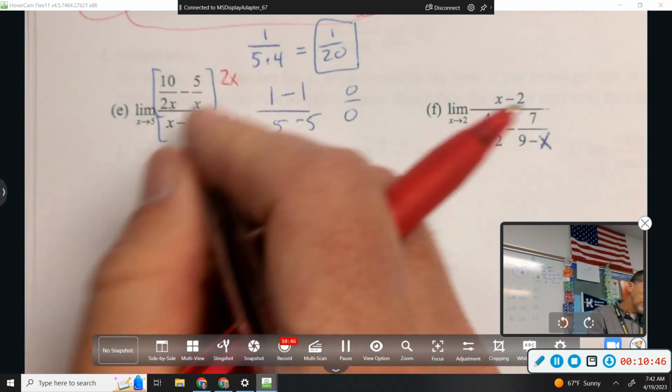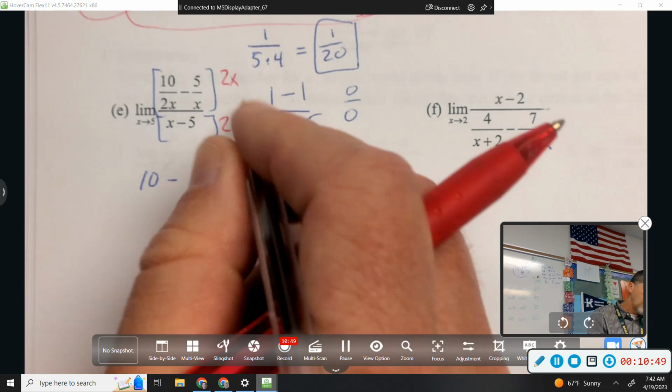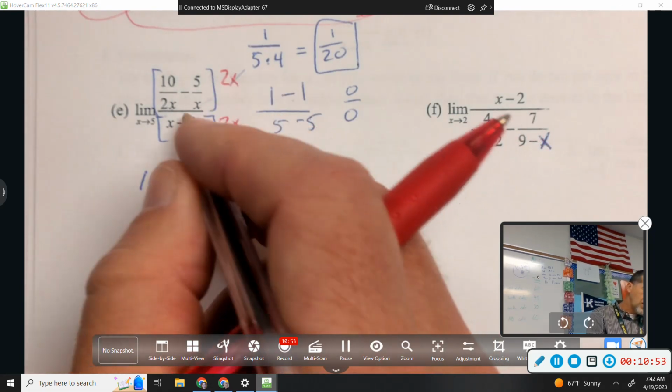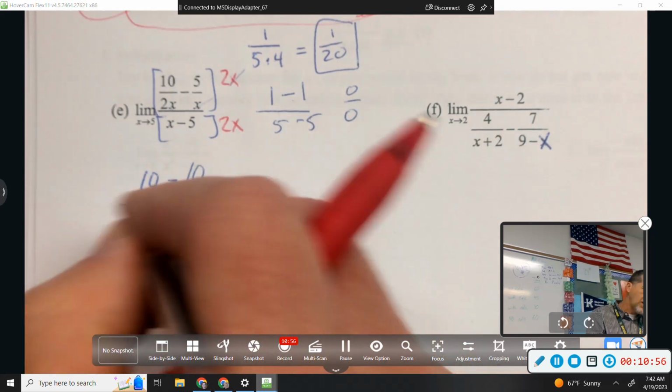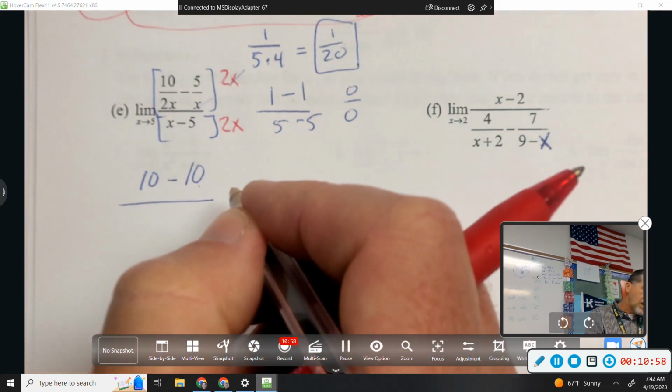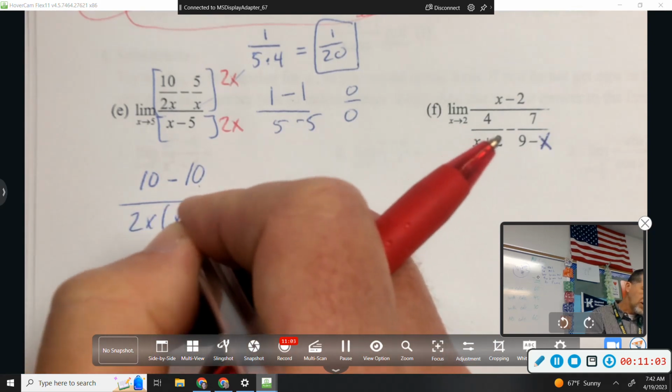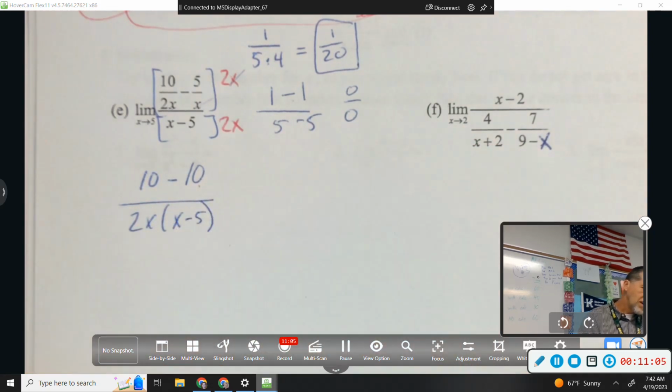So on the first term, the 2x's cancel. On the second term, the x's cancel. And that leaves 10 minus 10. And in the bottom, we said we were going to leave it alone. What, did I do something wrong here? Because I'm still getting 0 over 0.